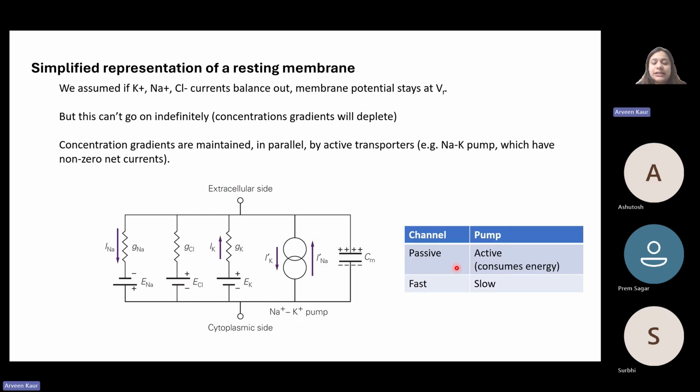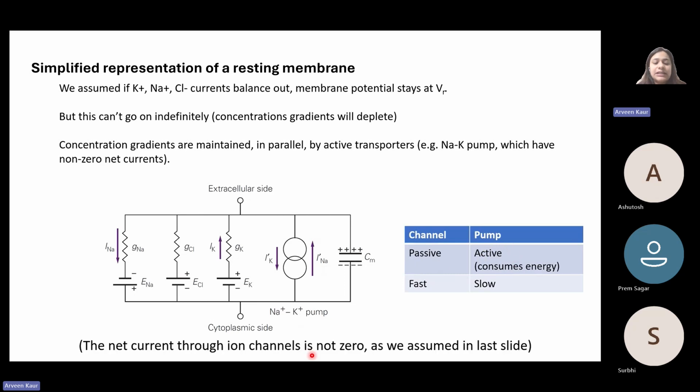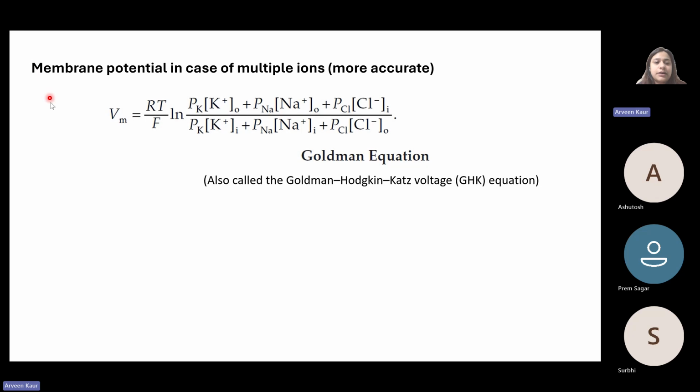So you can see that the passive transport is faster, but the active transport via the pump consumes energy and is relatively slower, right? The net current through the ion channels is not zero as we assumed in the last slide. So we come to the GHK equation, or Goldman equation as it is known in short.